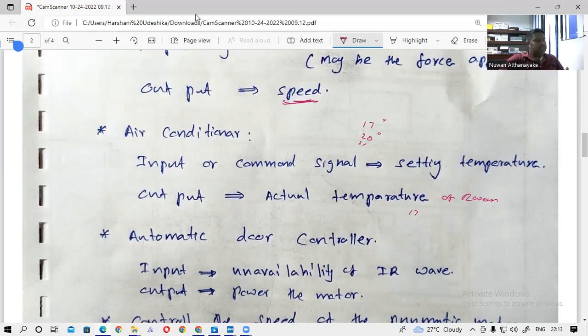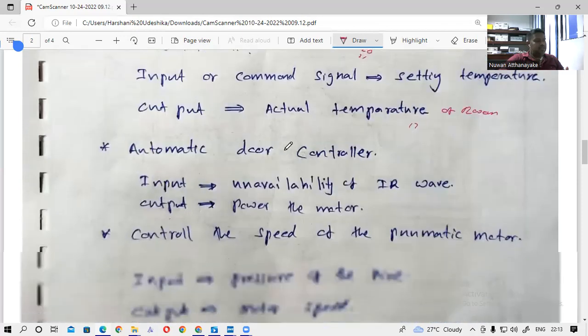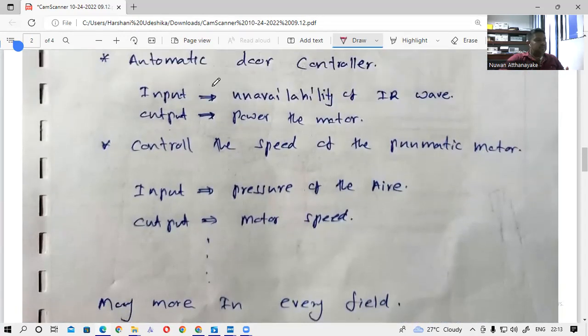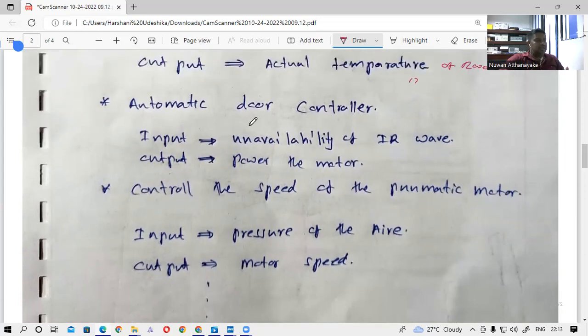And likewise, there are many examples. I think you can identify the controlling part, the input and the output by yourself. So you should be able to identify that.